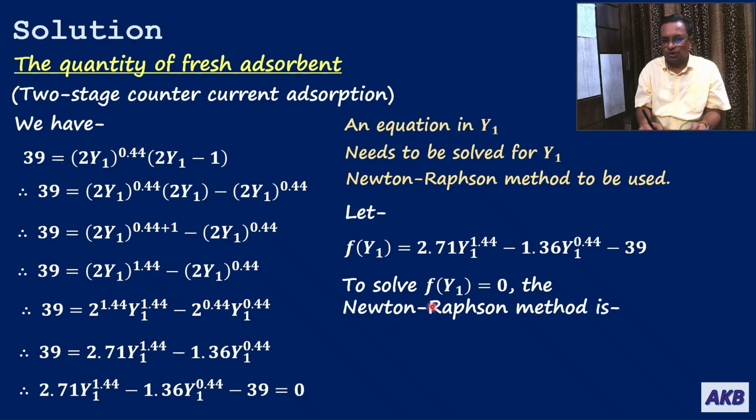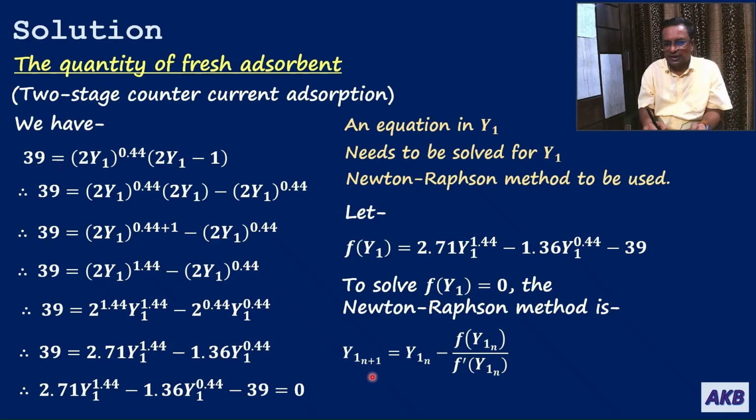And the objective is to solve f of y1 equal to 0. The Newton-Raphson method is, the formula for Newton-Raphson method is, you can get a new value for y1. I am denoting the new value as y1 n plus 1. You can get it by using the old value. The old value in this case is y1 n. So the formula is y1 n minus the function evaluated at the old value divided by the derivative of the function evaluated at the old value.